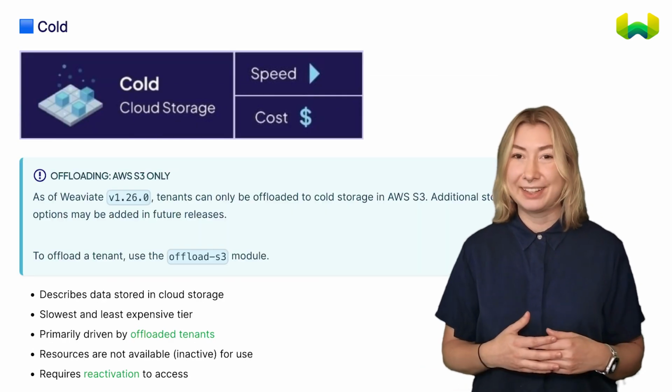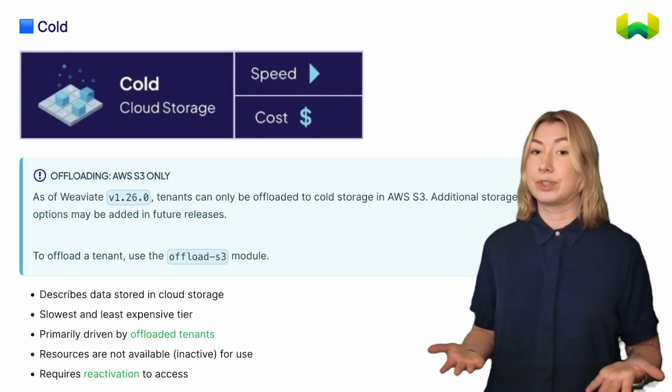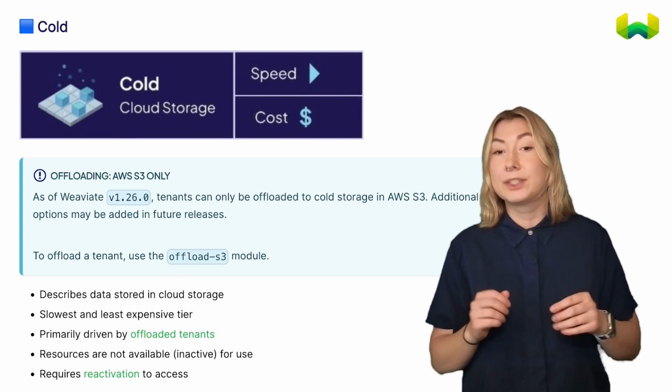Cold storage is data that has been offloaded to the cloud, meaning its resources are not available for immediate use. So it has the slowest of the three because you have to warm it up to make the data available, but it's also super cheap.